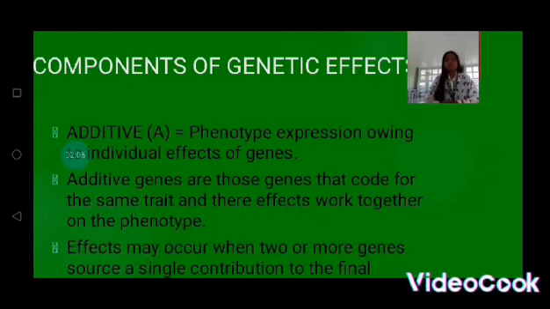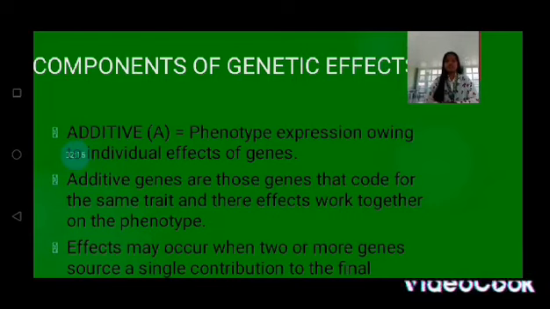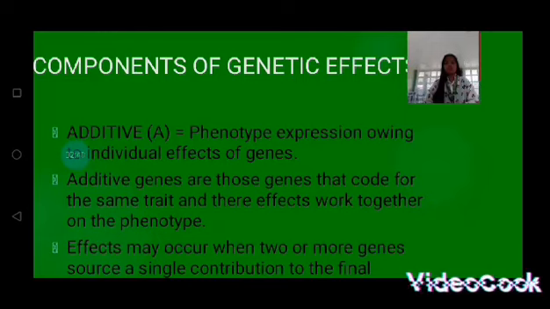So, components of genetic effects: additive is phenotype expression owing to individual effects of genes. Additive genes are those genes that code for the same trait and their effects work together on the phenotype. Effects may occur when two or more genes source a single contribution to the final phenotype. So, ang additive phenotype is the expression owing to individual effects of genes that code for the same trait and their effects work together on the phenotype. So, mag-effects din siya occur two or more genes source single contribution to the final.